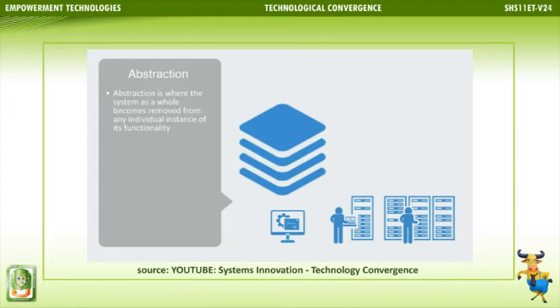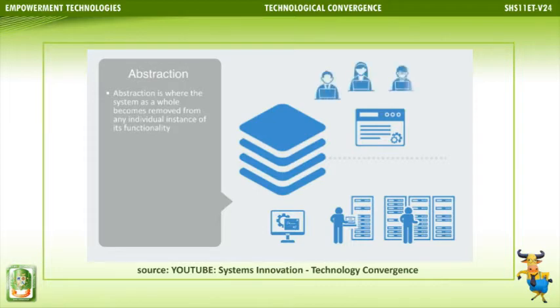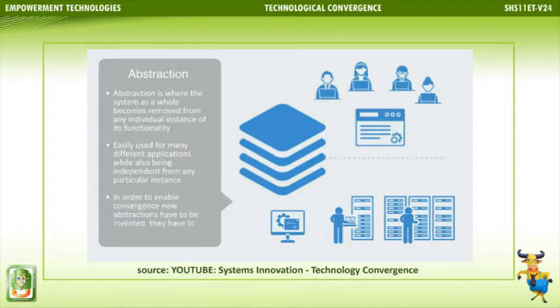Over time, the modern operating system evolved in order to provide a generic platform for performing basic common hardware resource management. The operating system provided a layer of abstraction so that the computer's hardware could be easily used for many different applications whilst also being independent of any particular instance of those applications. In order to enable convergence, new abstractions have to be invented. They have to work and be implemented.